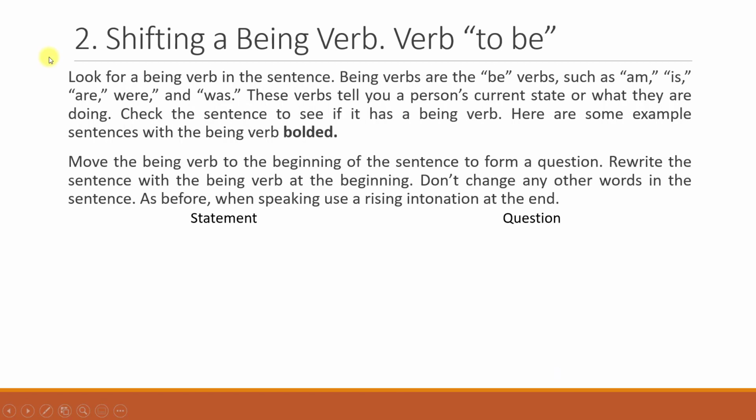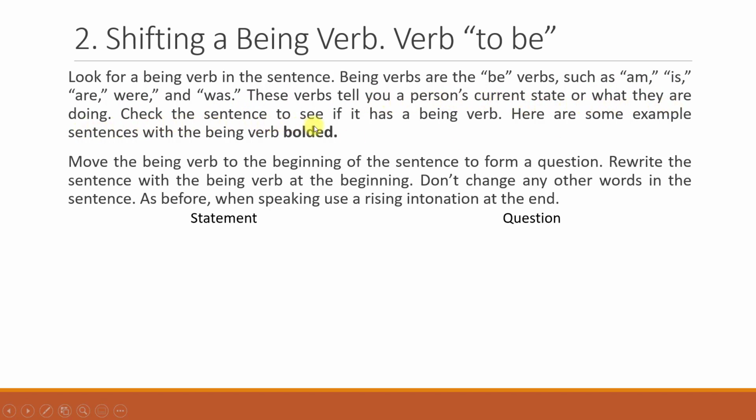Number 2. Shifting a being verb to the front. Look for a being verb in the sentence. Being verbs are the be verbs such as am, is, are, were, and was. These verbs tell you a person's current state or what they are doing.